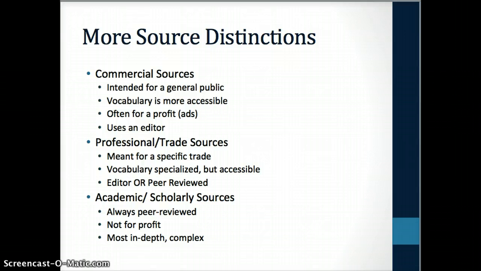Now, academic and scholarly sources are something called peer-reviewed. What does that mean? There's a big difference between publishing in an academic source and publishing in a commercial source. If I wanted to write an article to be published in, say, Time magazine, I would write my article and I would send it to the editor of Time magazine and say, hey, would you like to publish my article? And the editor would say, yeah, or no, no way, who are you?